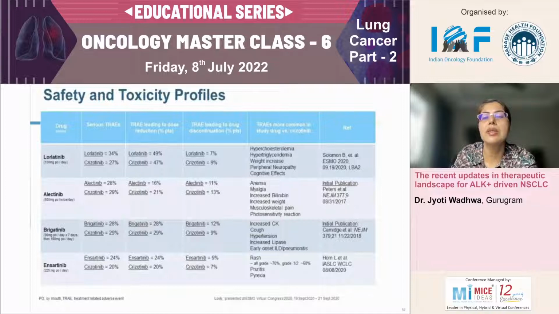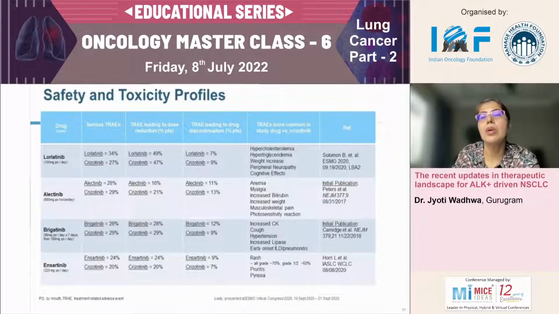The safety and toxicity profile, one needs to be aware and therefore monitor. So as I said, lorlatinib, peculiar lab abnormalities, hypercholesterolemia, hypertriglyceridemia leading to weight gain, some peripheral neuropathy. Alectinib is characterized by anemia, myalgias. We even need to monitor CPK levels in the serum, can lead to musculoskeletal pain and also increase in weight. LFTs need to be monitored. Brigatinib is characterized by peculiar interstitial lung disease. Ensartinib, though not available to us, is known to cause skin toxicity in form of rash and pruritus.